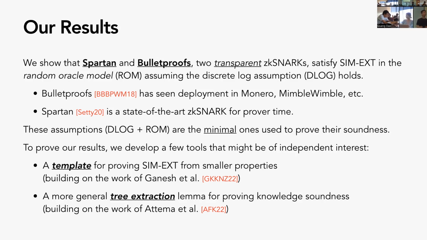In simulation extraction, for other definitions of non-malleability I agree, but for simulation extraction, it bakes simulation directly into the proof. Yes, that's right. So simulation extractability is strictly stronger than non-malleability, because it also assumes that the proof system satisfies zero knowledge. Okay. Any other questions?